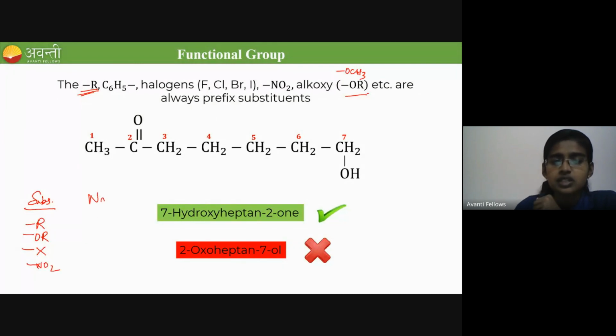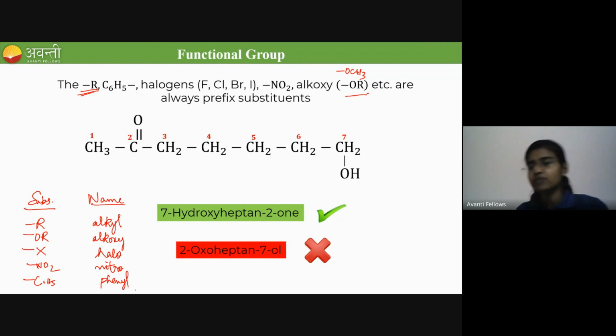So the general name for all these substituents: for R, it is alkyl, methyl, ethyl, propyl, and this is alkoxy, and this is your halo, like fluoro, chloro, bromo, iodo, and NO2 is your nitro. And if you're having C6H5, it is phenyl. So from benzene, if you remove one hydrogen, you will get phenyl group. So these are the prefix substituents mainly.